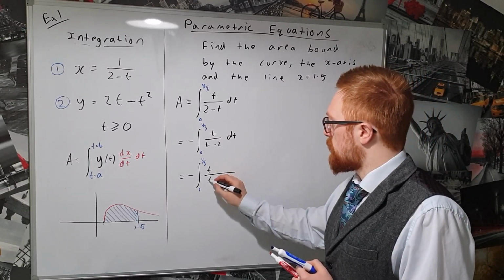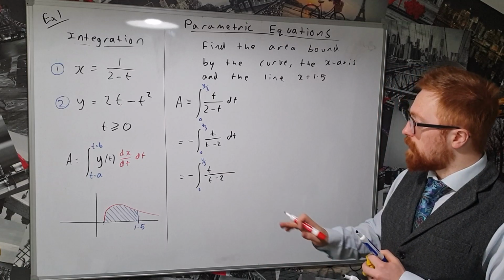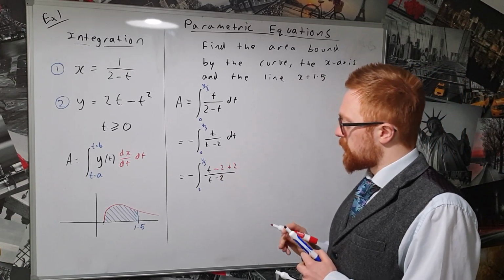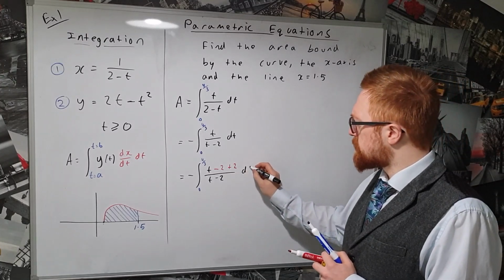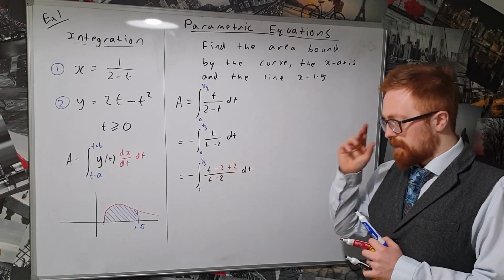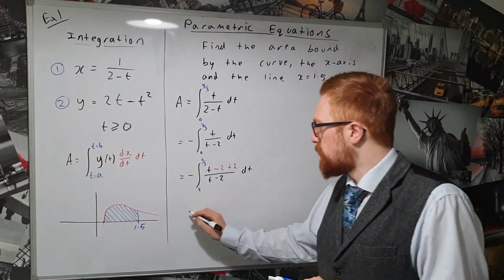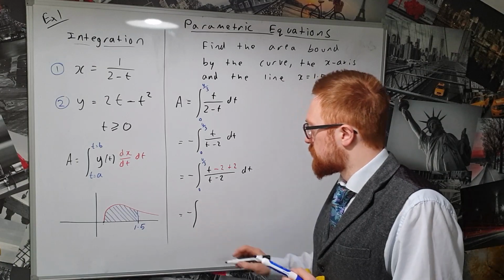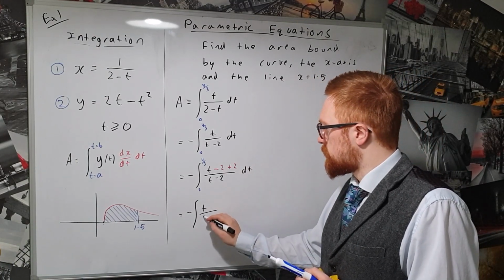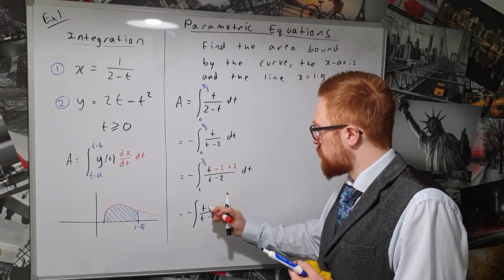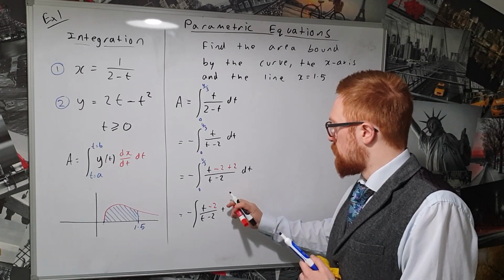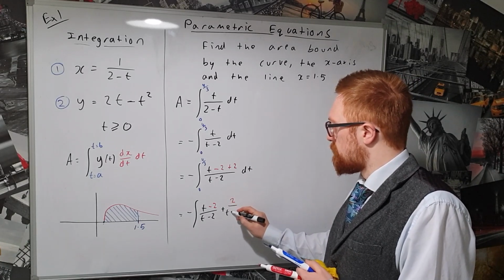So we're going to have t over t minus 2, and what we're going to do is we're going to subtract 2 from the top, but then we're going to add it back on. So we've not changed the value of that fraction, we've merely rewritten it in a slightly different way. But what that allows us to do is it allows us to split our fraction into two parts. The first part, t minus 2 over t minus 2, and then the second part, plus 2 over t minus 2.